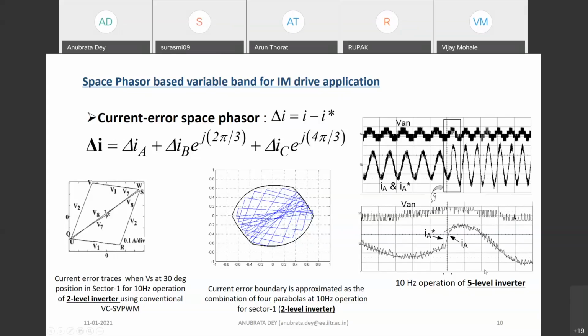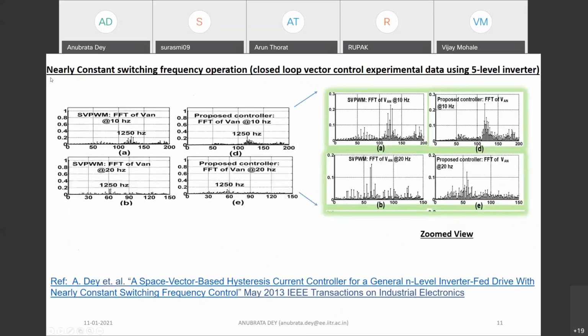This is the example shown for 5-level inverter hardware results at 10 Hz operation, where you are changing the reference quickly and it is quickly tracking that reference without any loss of stability. So it is inherently very stable, and this is one of my works from 2013. That is for the 5-level, as you can see here.